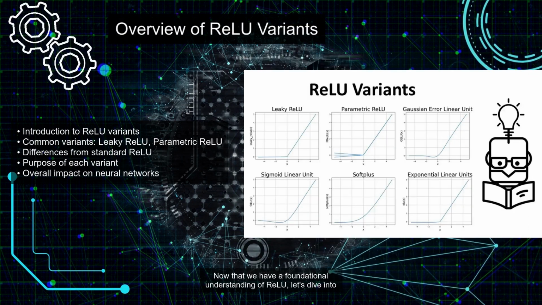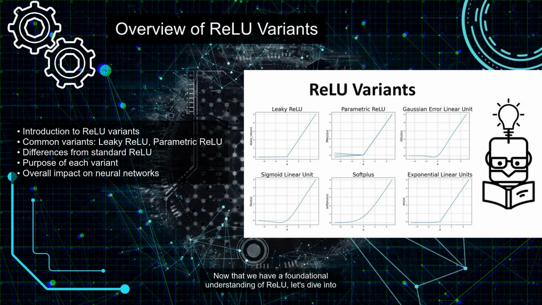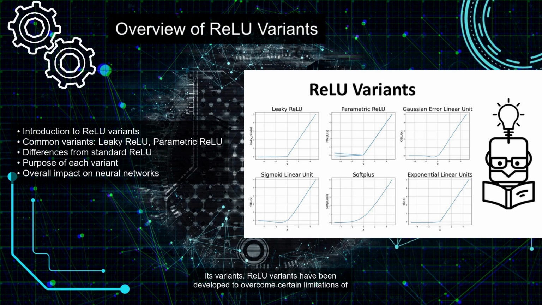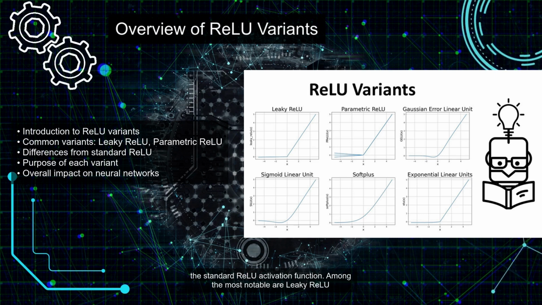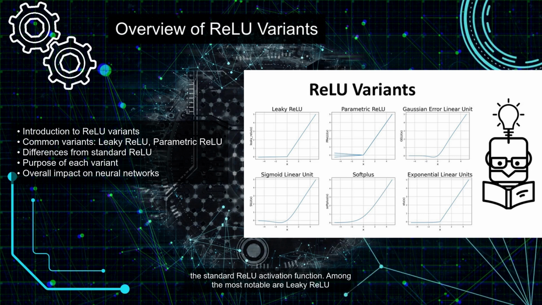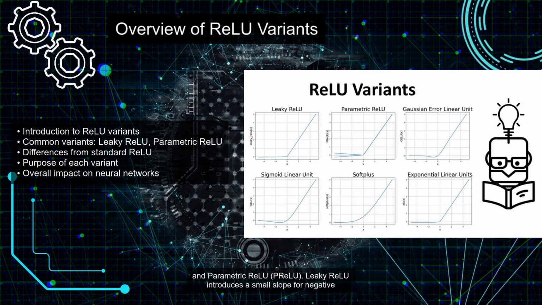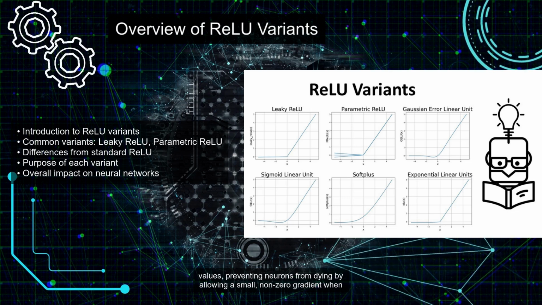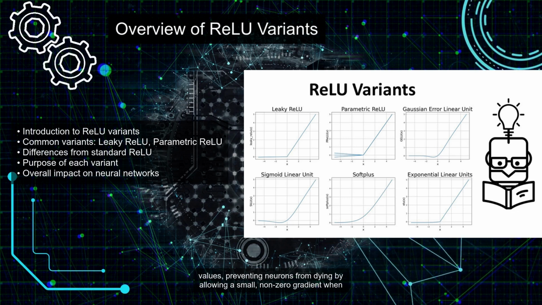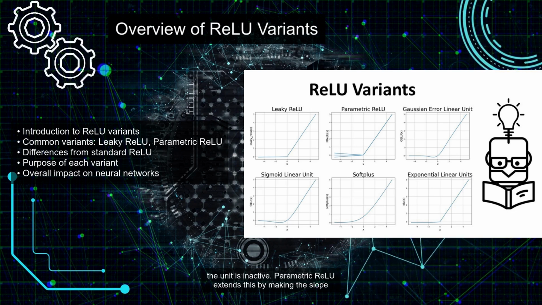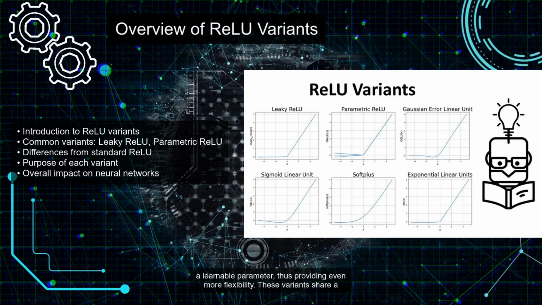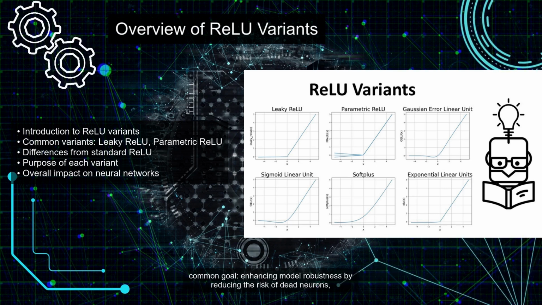Now that we have a foundational understanding of ReLU, let's dive into its variants. ReLU variants have been developed to overcome certain limitations of the standard ReLU activation function. Among the most notable are Leaky ReLU and Parametric ReLU, PReLU. Leaky ReLU introduces a small slope for negative values, preventing neurons from dying by allowing a small, non-zero gradient when the unit is inactive. Parametric ReLU extends this by making the slope a learnable parameter, thus providing even more flexibility.